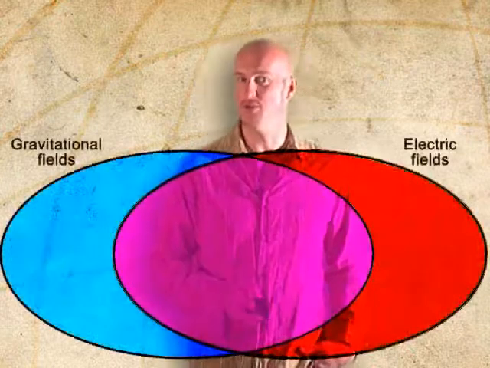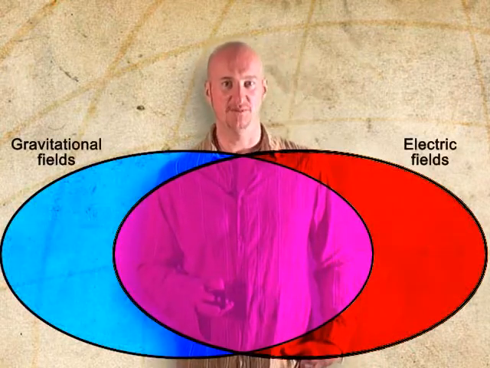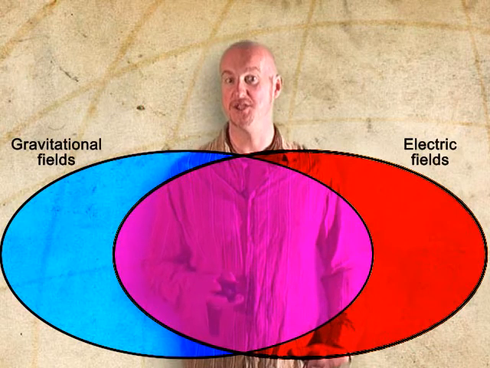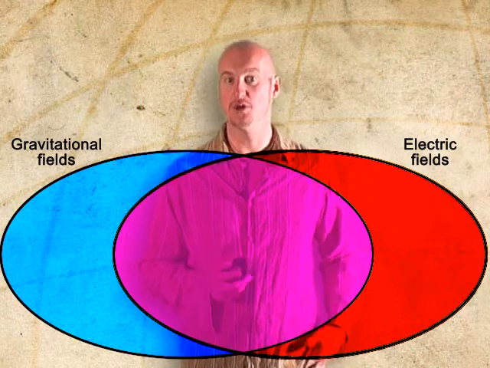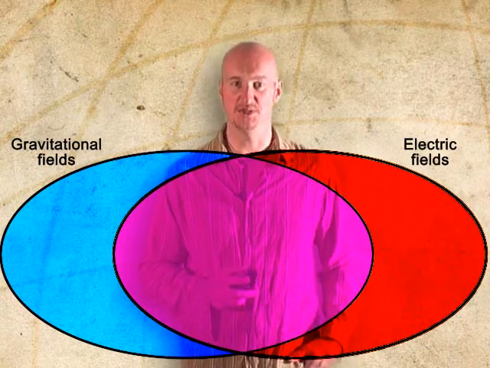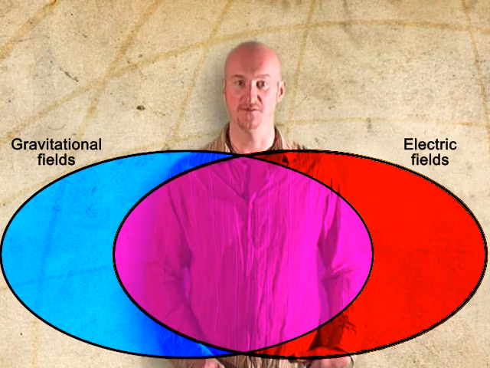Okay, now you lucky people, dig out that Venn diagram from your bag because now you get the chance to use it. I want you to list all the similarities and differences between gravitational and electric fields.